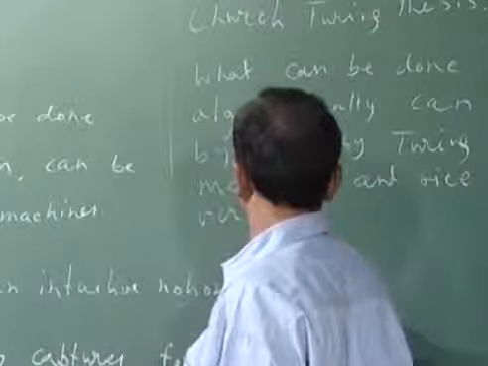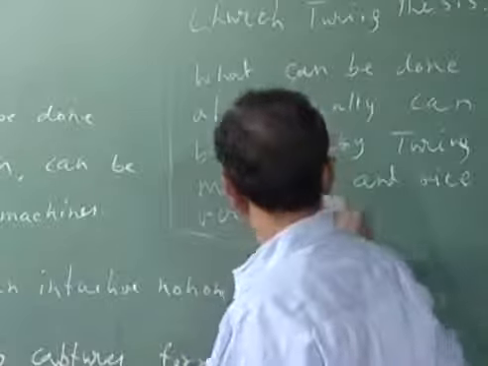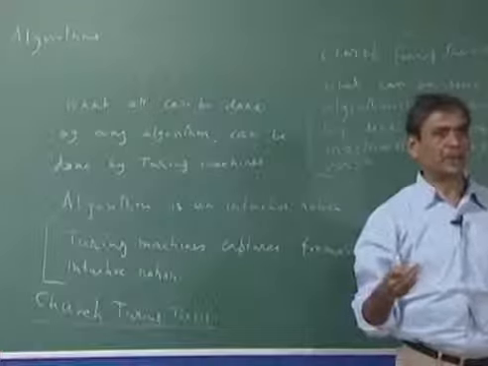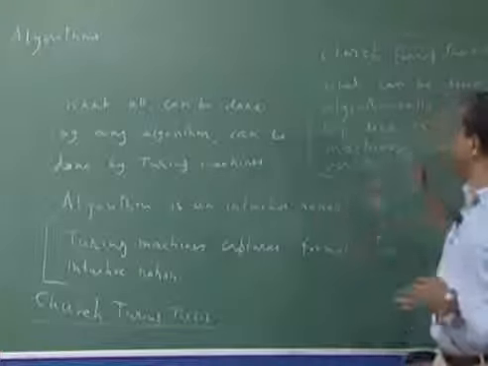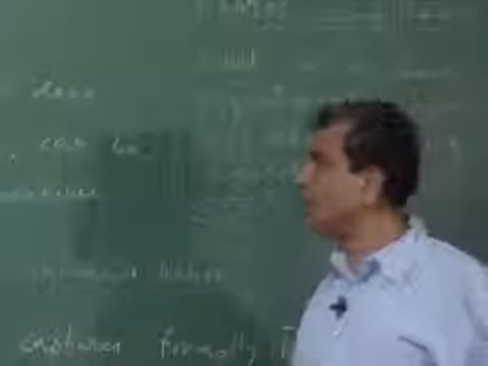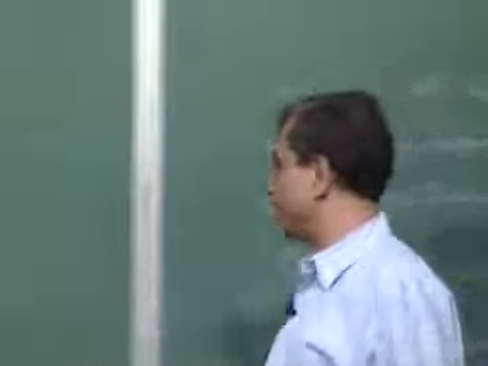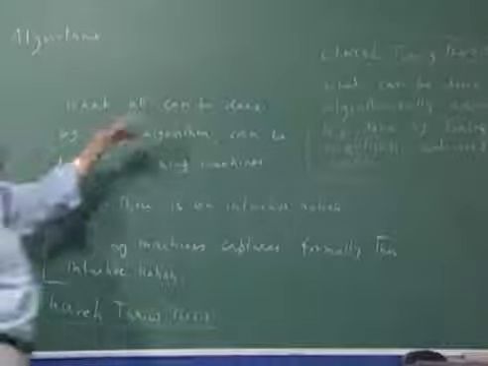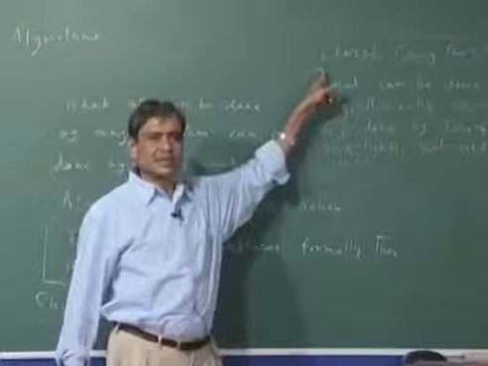That is, the other way of saying it is that what cannot be done by Turing machines cannot be done by any algorithm whatsoever. So, this is the so called Church-Turing thesis, and very briefly I will just tell you why people have faith in this thesis.